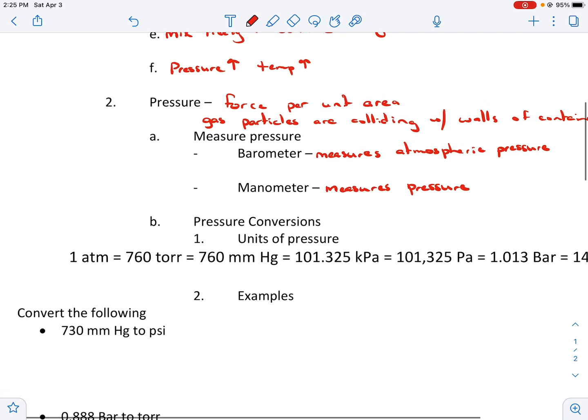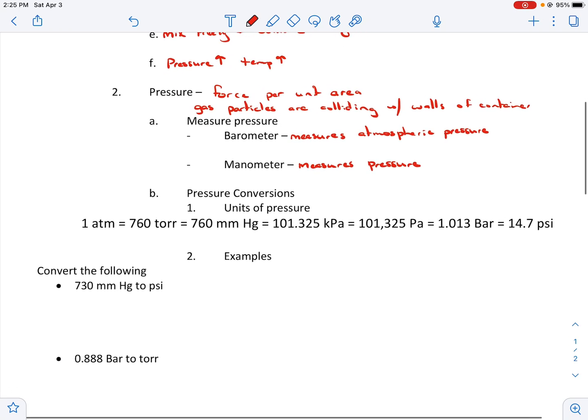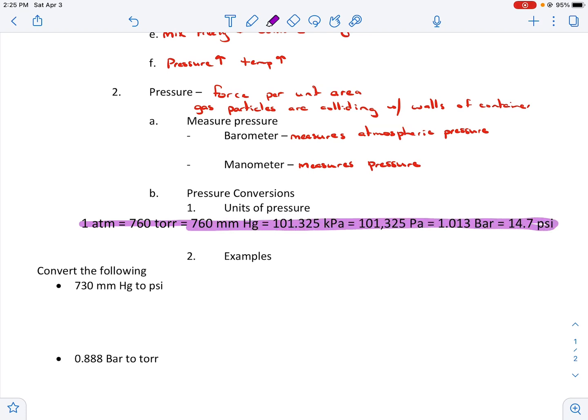Now let's talk about how to convert our units of pressure. So real quickly, the units of pressure, and this is not an all-inclusive list. There are a lot more, but we're just going with the ones that we need to know. I know there are others. You probably know of others. So this little list is something you need to know.